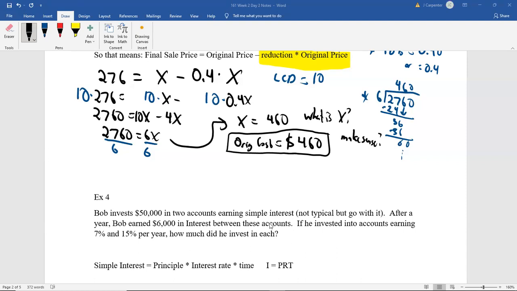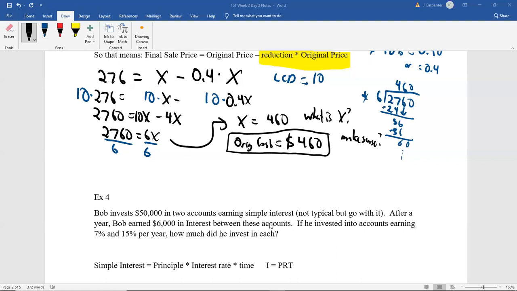So you might say, we'll call them both X. You can't do that, though. You might say, oh, it's $50,000. No, we didn't put $50,000 in both. We split our $50,000 into both. So if I put $10,000 into account A, I'd have to put $40,000 into account B. If I put $20,000 in account A, I'd have to put $30,000 in account B. If I put $5 in account A, that means I'd put $49,995 in account B.